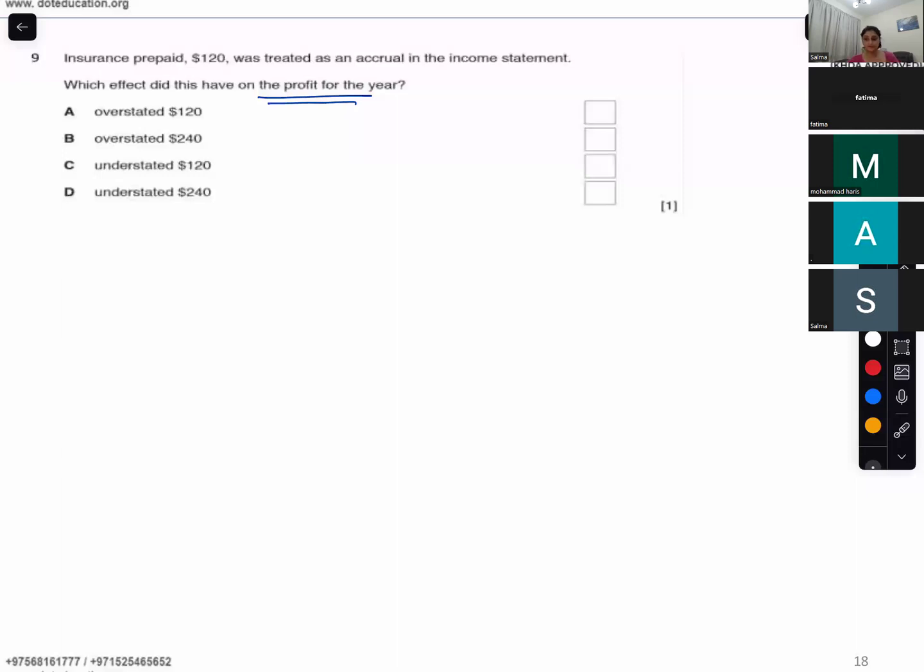Okay. So insurance prepaid 120 was treated as accruals in the income statement, which means matching concept, right? So you had a prepaid expense and you treated it as accrual. So what effect did this have on the profit for the year? It's understated by 120 is my conclusion. But why? Because we treated it as an expense for the year.